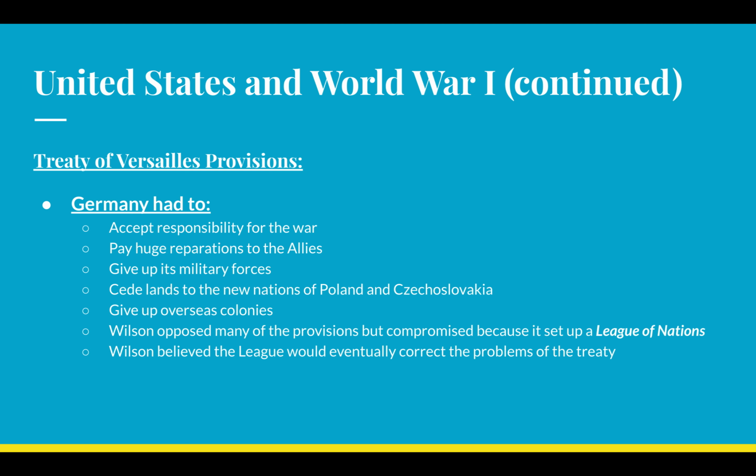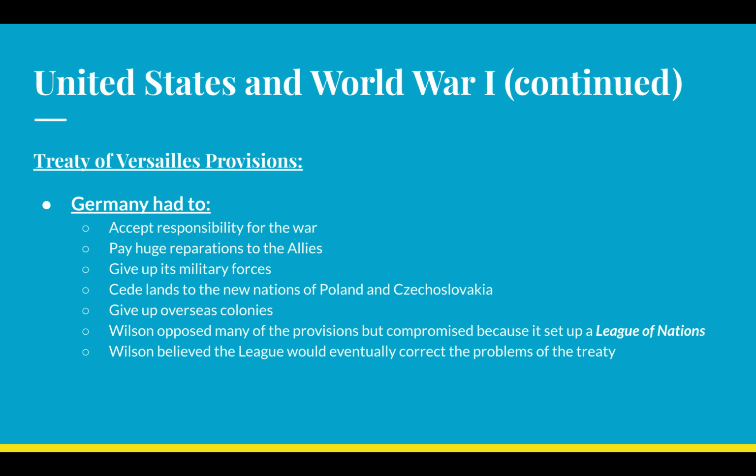They had to give up its military, so they couldn't protect themselves at all. They had to give up lands to new nations of Poland and Czechoslovakia. Ironically enough, guess which are the two nations that Hitler will invade once he comes to power in Germany down the road? Czechoslovakia and Poland. So you see, he tries to gain back the lands that he feels were stolen from him. They had to give up all their overseas territories.